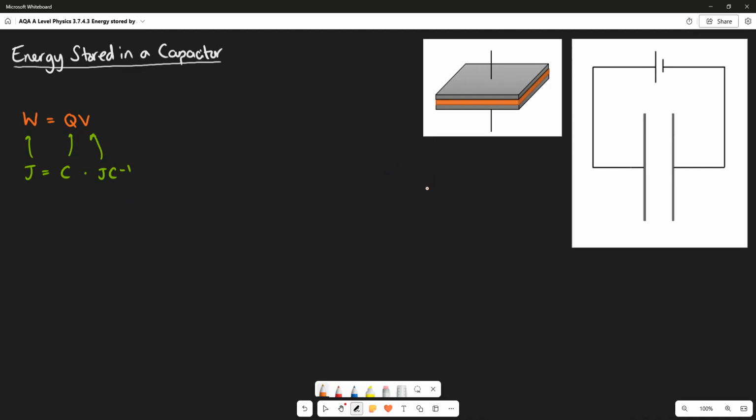When a capacitor is being charged, we are connecting it to a power supply. Here is a simple cell. We can regard the negative terminal as being a source of electrons and the positive terminal as being a deficit of electrons.